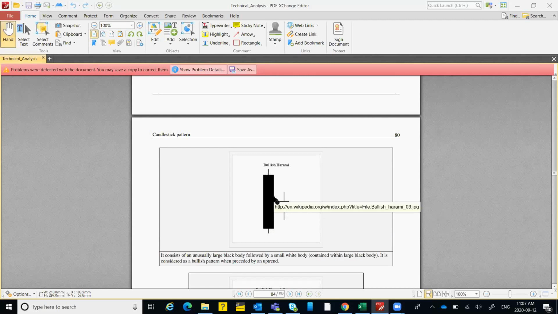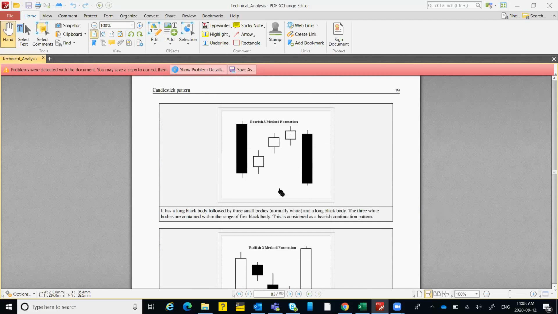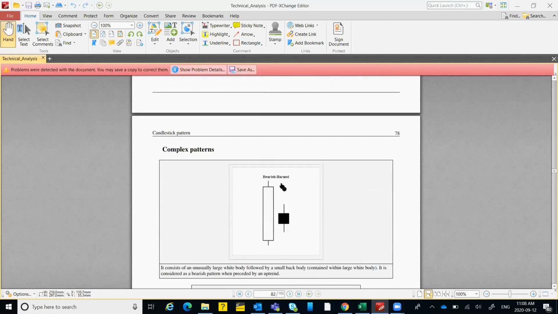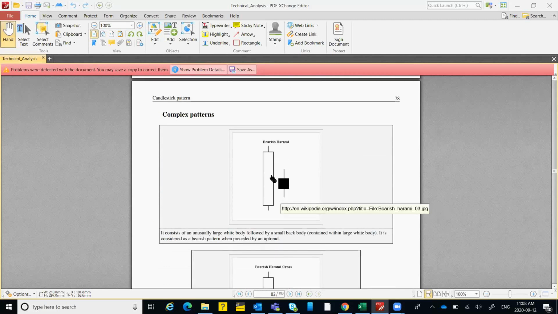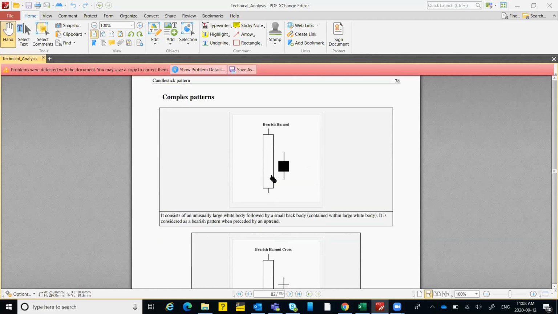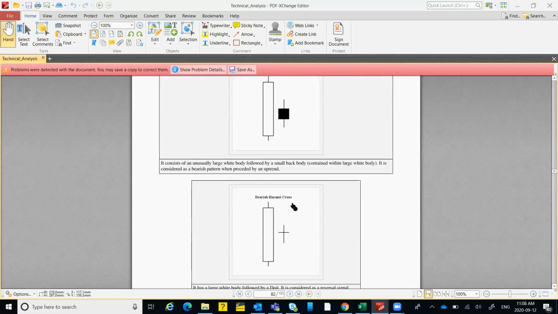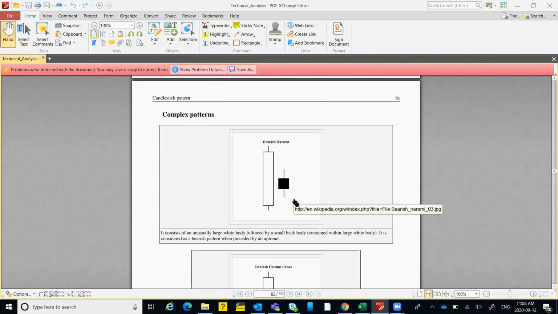So this bullish Harami candle is a bullish pattern, and this one which we discussed before is the bearish Harami pattern, which will lead you to the bearish trend. As the name suggests, the bearish pattern and the bullish pattern. The important thing to note here is what we normally see in our trading patterns.